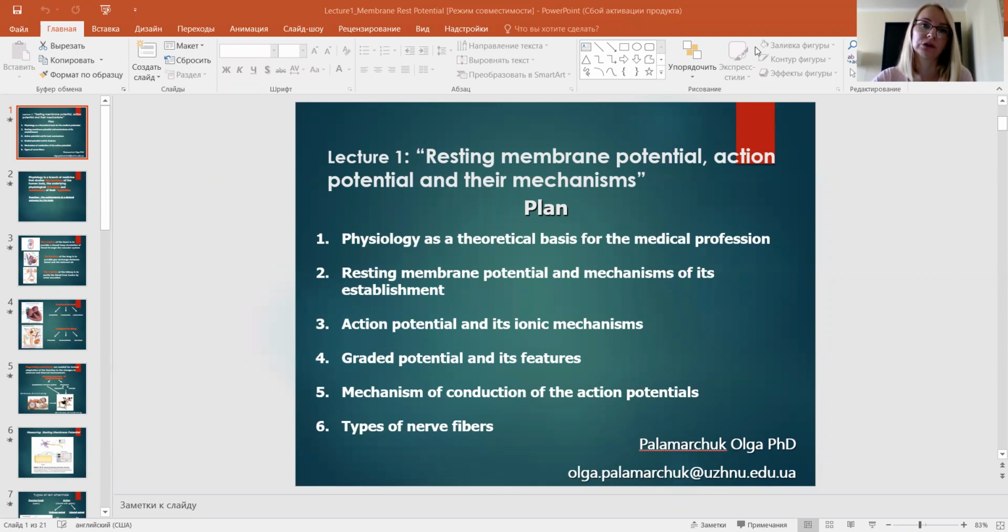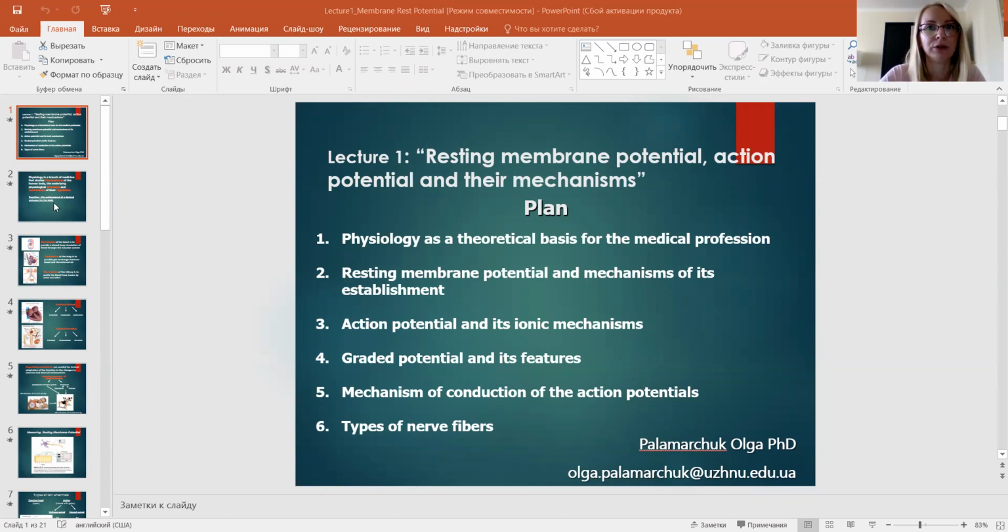And today we have our first lecture, which is the resting membrane potential, action potential, and the mechanisms. So here we have a plan of today's lecture. The first topic that we are going to discuss is physiology as the theoretical basis for the medical profession, resting membrane potential and mechanisms of its establishment, action potential and its ionic mechanisms, graded potential and its features, mechanism of conduction of the action potentials, and types of nerve fibers.